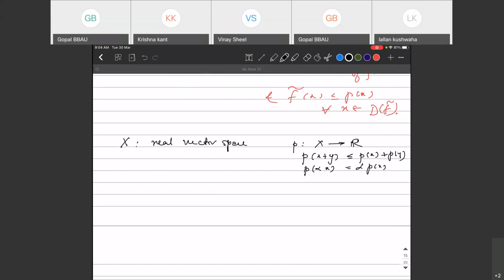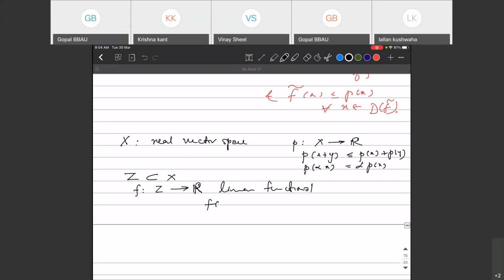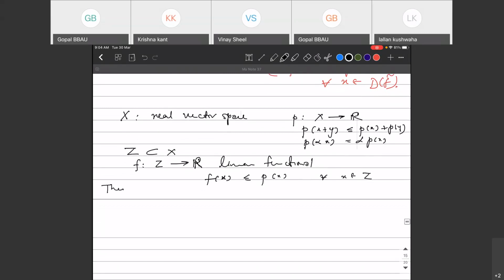And suppose Z is a subspace of X and F is a linear functional on Z, which satisfies this inequality, and this is true for all x in Z. Then the Hahn-Banach theorem says that there exists an extension of F, meaning there exists an F tilde, a linear functional from X to R, such that F tilde restricted to Z is F. And in fact, it will satisfy this inequality as well. Clear?